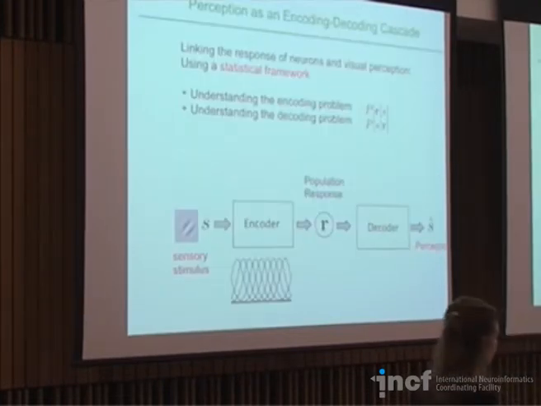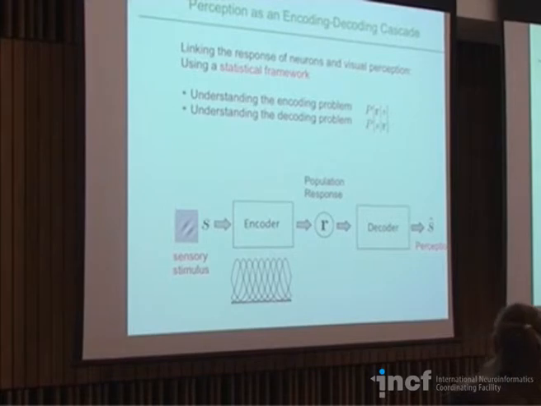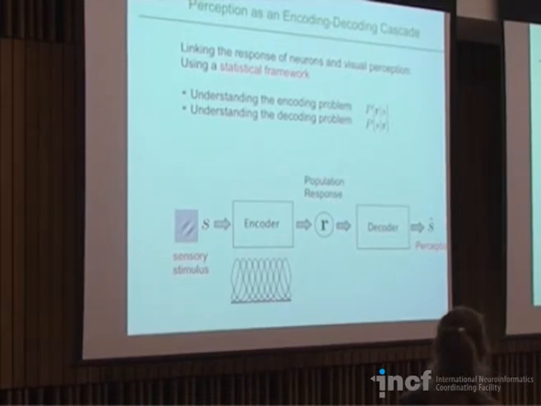And I'm going to argue that a very useful framework to answer these kinds of questions is this encoding-decoding framework. I'm going to argue that we can view perception, and to some extent also behavior, in terms of an encoding-decoding cascade. In that model, we are going to use statistical models, and we are going to look at the transformation between a sensory stimulus and a population response in some area in the brain through an encoding mechanism, through the properties of a set of neurons.